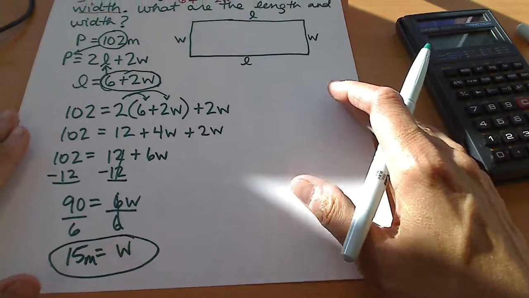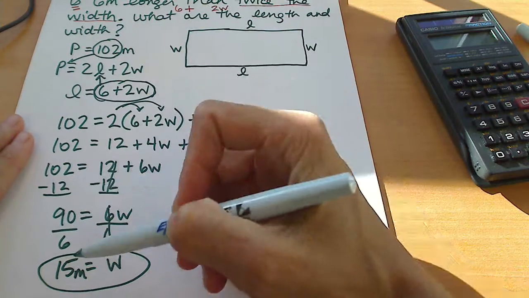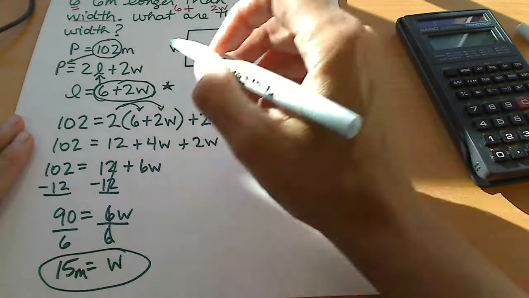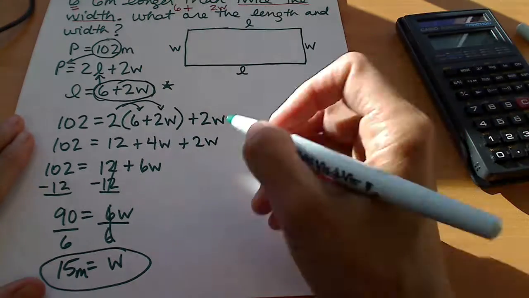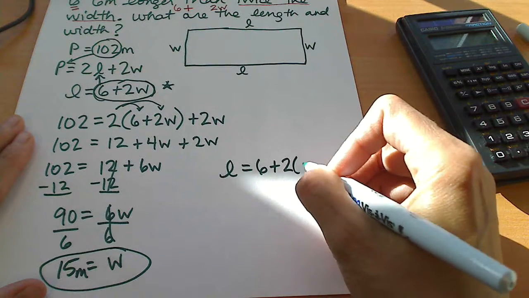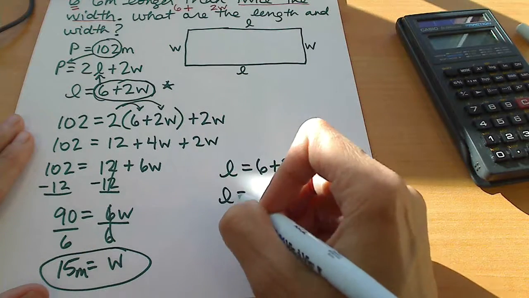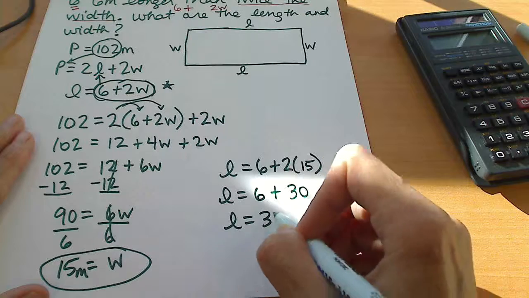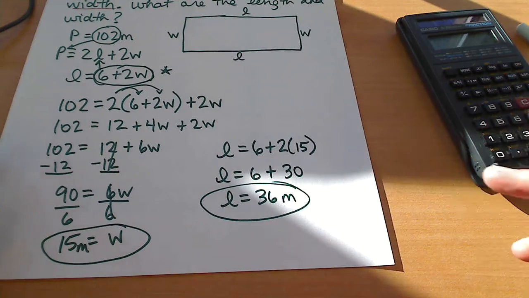And they also wanted us to find the length. And so in order to find the length, once we have the width, we're going to take this value and plug it back into this expression right here because we have a relationship between length and width in that expression. So to find the length, it's going to be 6 plus 2 times W, and we already found that the W was 15. So the length is going to be 6 plus 30, or in other words, 36 meters. Okay, and that's it in that problem.